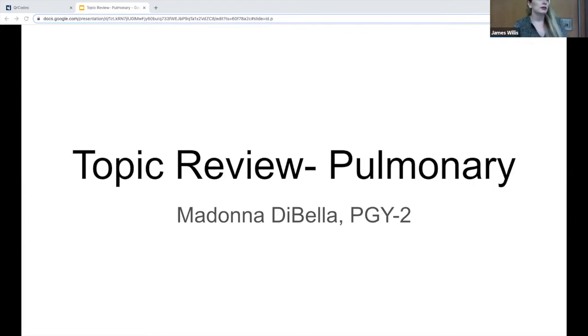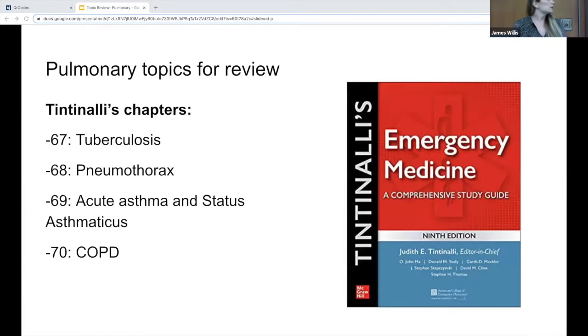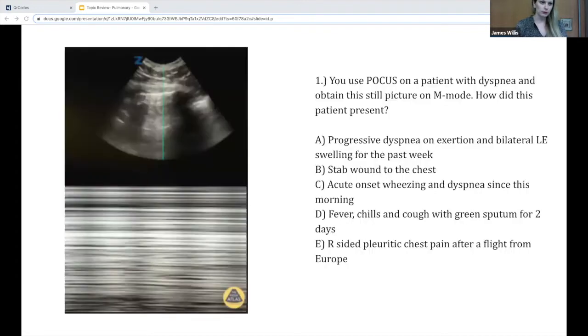I'm going to continue on with our pulmonary topic review. Should be a continuation of our small group questions that we had. I hope those questions were helpful. So we're going to cover the chapters about tuberculosis, pneumothorax, asthma, and COPD. And again, this is just kind of a basic overview. I really encourage everyone to read about these topics on your own time as well. All right, so let's get started.